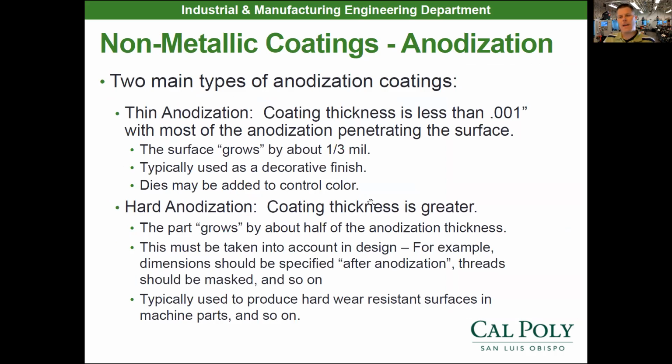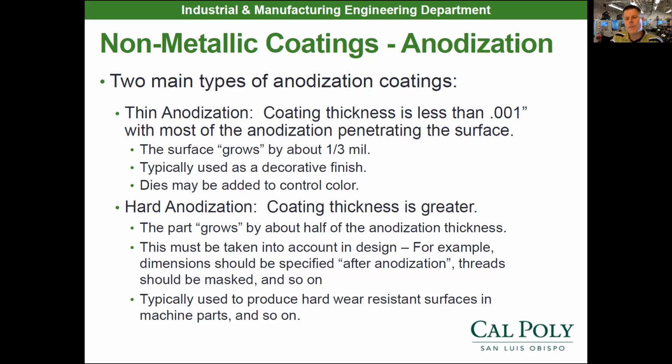Now, there's two types of anodization. I mentioned there's colored anodize and there's hard anodize. Color anodize is going to be the thin anodization, and that's only going to basically penetrate the surface by about 1/3 of a mil. So the surface grows by about 1/3 of a mil, and it'd be about a 1 thou thickness overall in the coating. So it's typically used as a decorative finish, and dyes can be added to control your color. You can actually get them to change color throughout the same part if you have a really good anodizer.